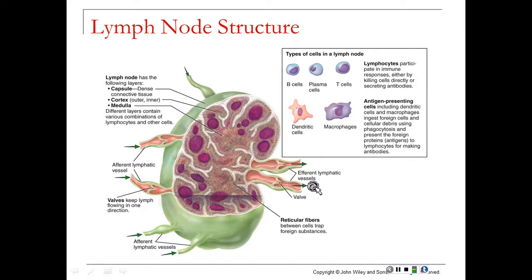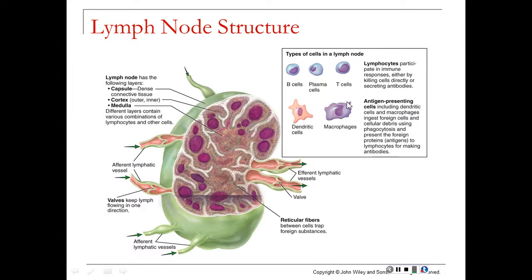This diagram up here goes through the special types of cells within a lymph node. First of all, there are lymphocytes. These guys are responsible for participating in the immune response. They're either going to kill the cell or they're going to secrete the antibodies. You may recall B cells secrete the antibodies. Plasma cells ultimately will differentiate into B cells, as we will see, and the B cells will make those antibodies. And then the T cells themselves can help break down and destroy any infected cells.